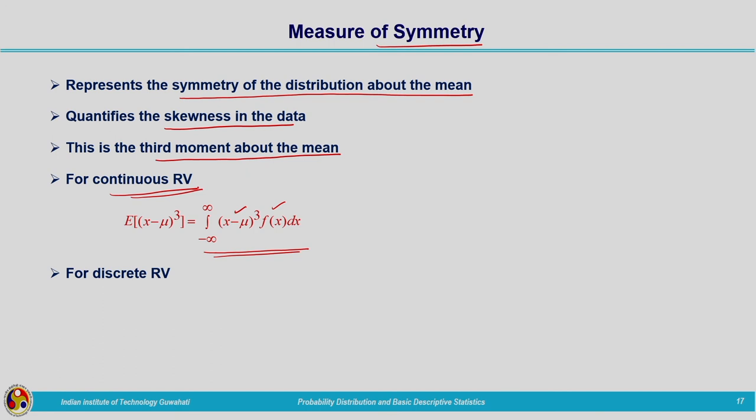In the case of a discrete random variable, instead of the integral, we will be making use of summation. So, that can be written as sigma i equal to 1 to n of (xi minus mu) cube p(xi). Here f(x) is the probability density function and p(xi) is the probability mass function. In the case of a discrete random variable, we will be using the probability mass function.